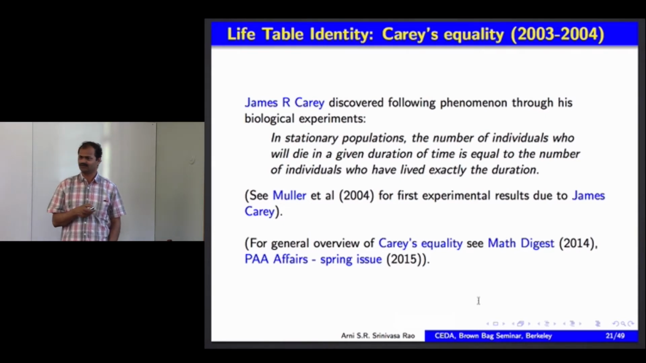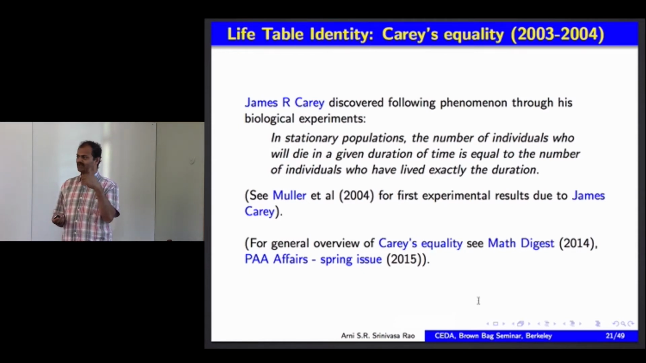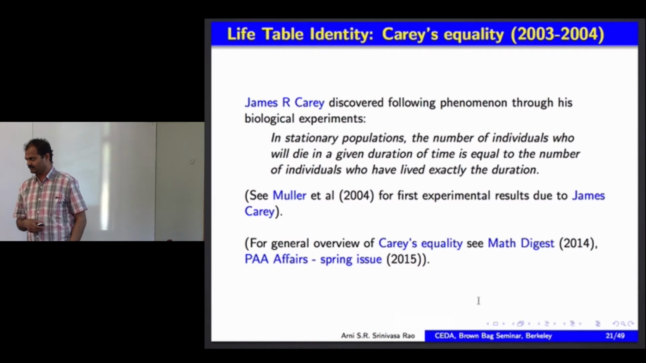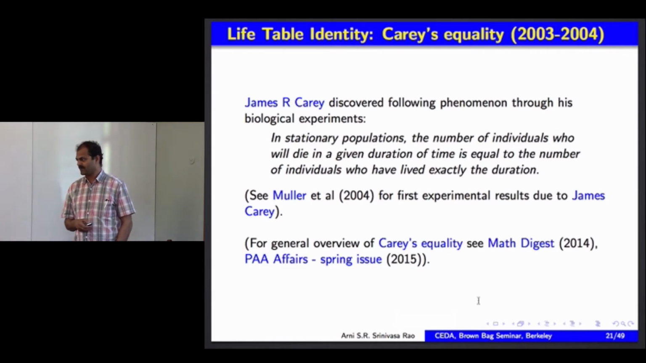I think I took this statement from Jim Carey's published work in 2008, and later Vaupel gave it as a proportion: the proportion of individuals who live up to a certain age is the same as the proportion of individuals who will have that remaining life. So if the duration is 60, what does this say? The number of people who die in the stationary population in a 60-year period equals the number of 60-year-olds. The proportion of individuals who will have remaining 60 years.